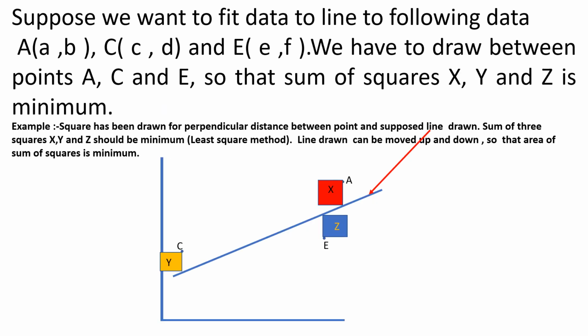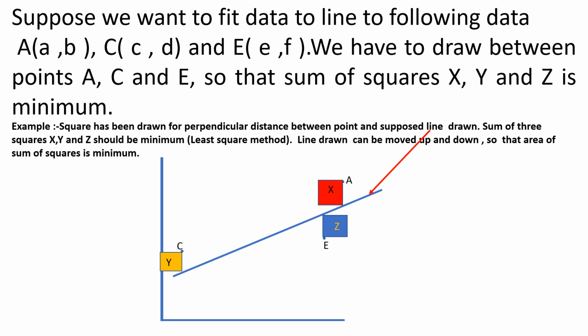Suppose that we have three points, A, C, and E. These are the data points given. Suppose that we draw any line in between these points, like this one. This line we have drawn. This is the offset data which we discussed earlier, meaning the perpendicular distance from A to the line.